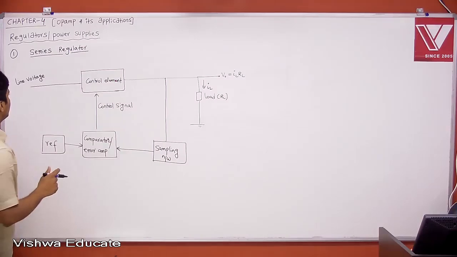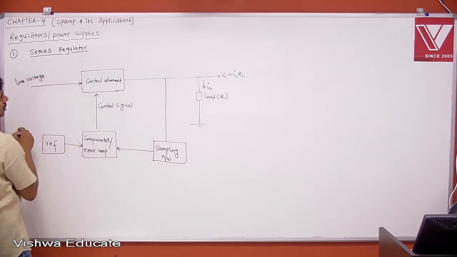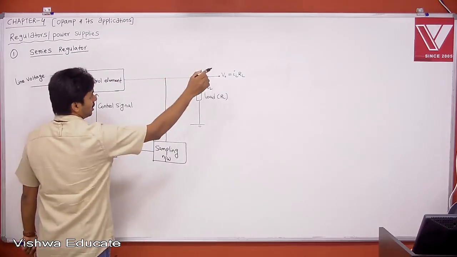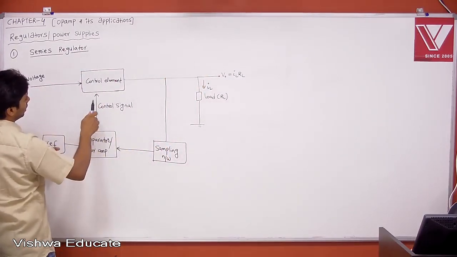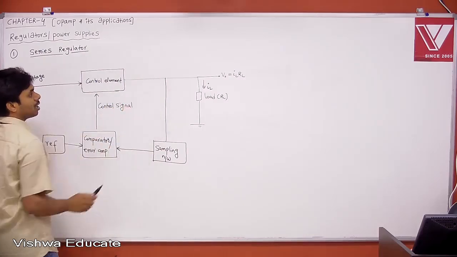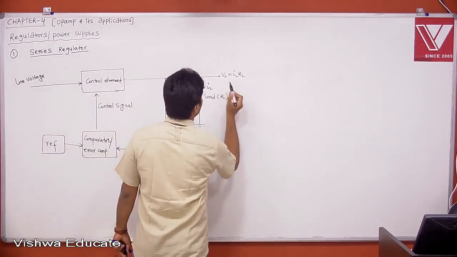Okay. Therefore, this is your line voltage. If there is any variation in the line voltage, and V0 is affected, then V0 is sampled, then compared with the reference, and the control signal will be given to make your V0 constant. Therefore, it is trying to make V0 constant.